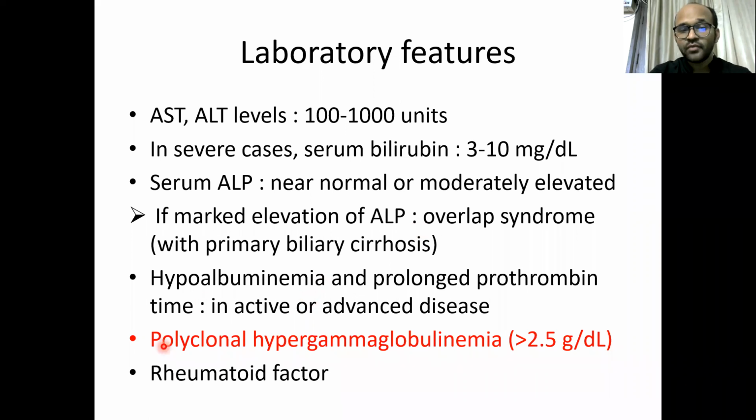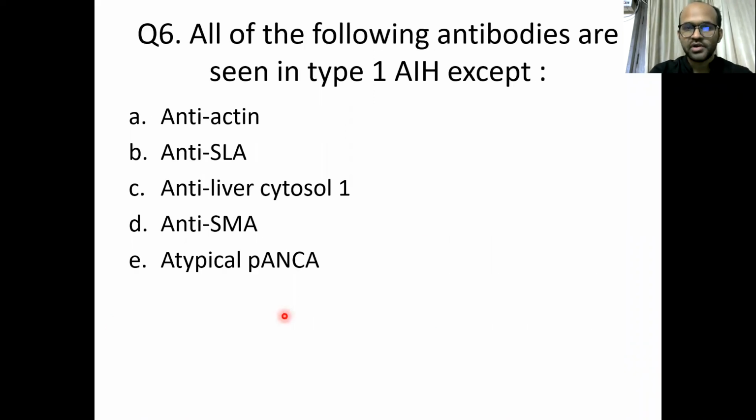Apart from that, polyclonal hypergammaglobulinemia, right? If your gamma globulin is more than 2.5 gram per deciliter, it is one of the pointers to autoimmune hepatitis, right? But mind you, in alcoholic liver disease, there can be elevation of IgA levels. In primary biliary cirrhosis, there is elevation of IgM levels, and here again, you can have hypergammaglobulinemia. Rheumatoid factor can also be positive.